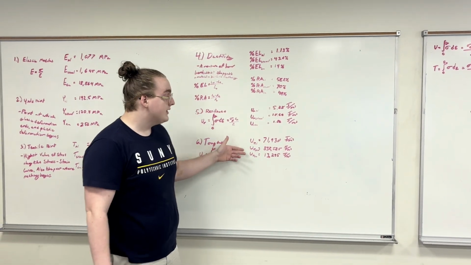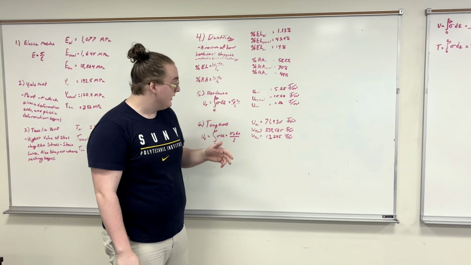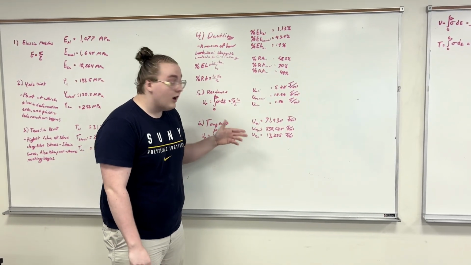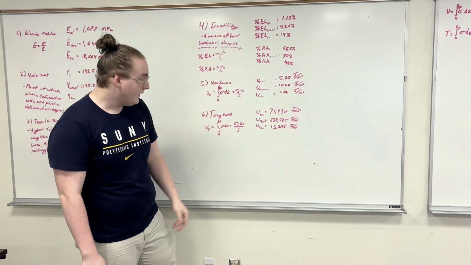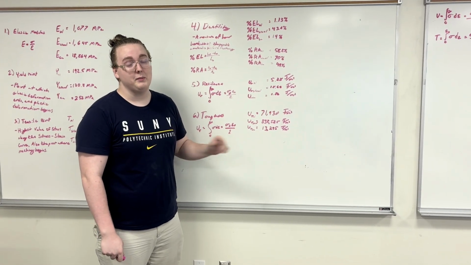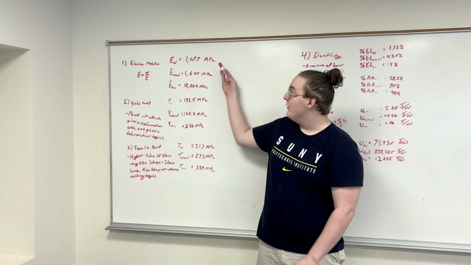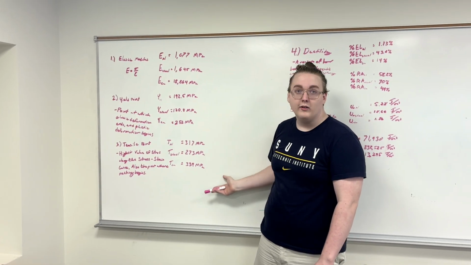For our aluminum, we had 71,930 joules per cubic meter for our toughness. For the steel, we had 832,525 joules per cubic meter. For our copper, we had 13,295 joules per cubic meter. Here we have our elastic moduli, our yield strengths, and our tensile strengths right now.